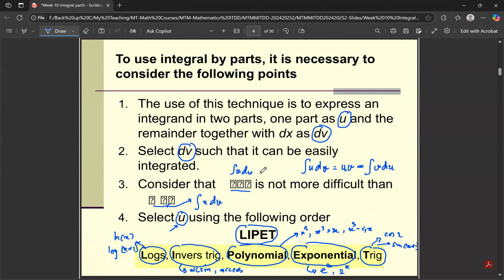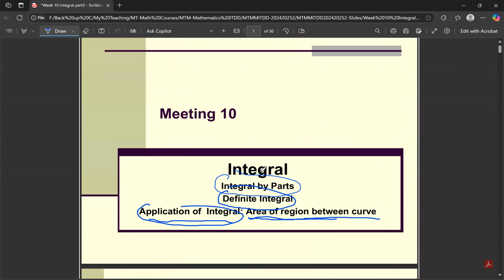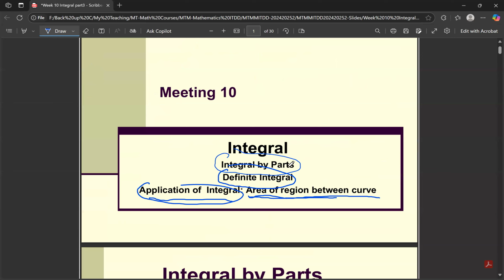Okay, this is the first topic of our discussion today. We have already talked about integral by parts, and then we go to another topic, definite integral.